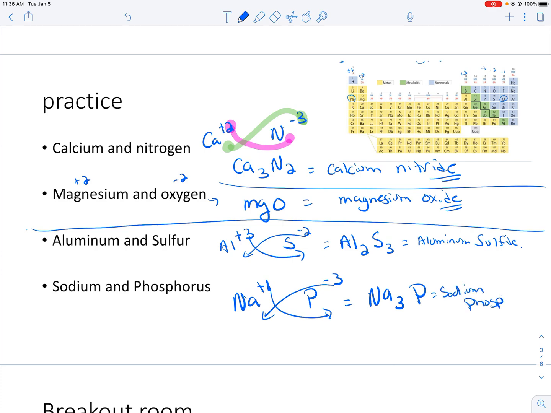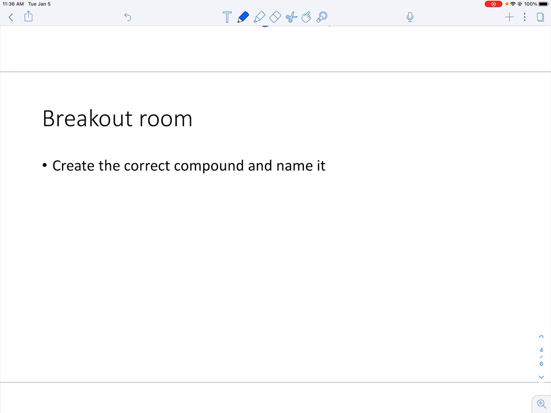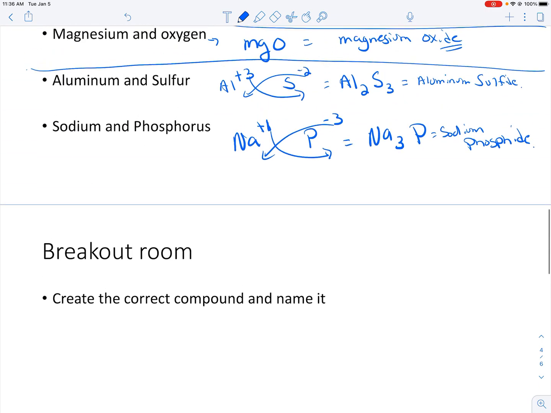Okay, at this point, that should be enough to do the questions for the breakout room, where you're creating a correct compound, which would be this right here, and then you're naming it. So there's a chart for you to do that. All right, let me know if you have questions.